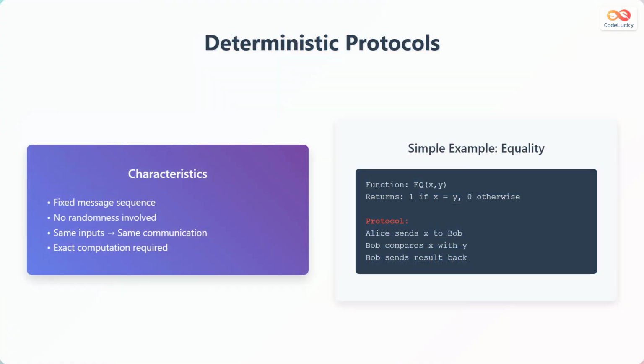Let us discuss deterministic protocols. These protocols have a fixed message sequence, meaning there is no randomness involved. For the same inputs, they always result in the same communication pattern. They require an exact computation. A simple example of this is equality testing. Here, the function EQ of x, y returns 1 if x equals y, and 0 otherwise. In the protocol, Alice sends x to Bob. Bob then compares x with y, and sends the result back to Alice.